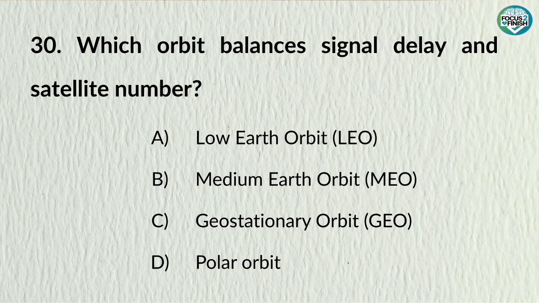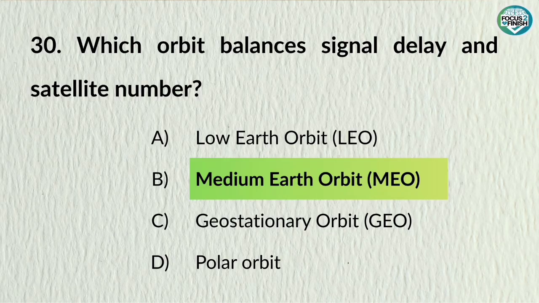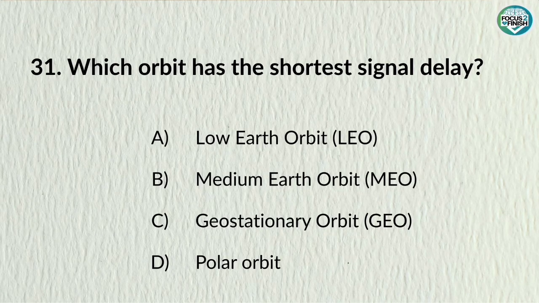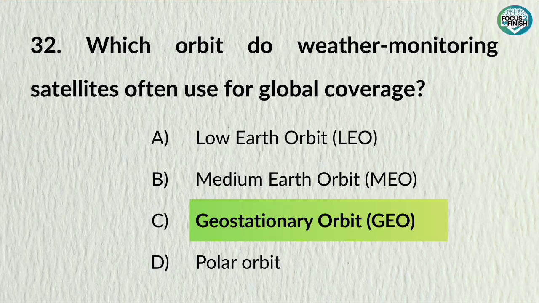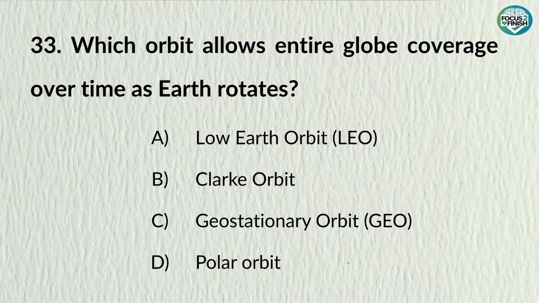30. Which orbit balances signal delay and satellite number? Answer: Medium Earth orbit, MEO. 31. Which orbit has the shortest signal delay? Answer: Low Earth orbit. 32. Which orbit do weather monitoring satellites often use for global coverage? Answer: Geostationary Orbit. 33. Which orbit allows entire globe coverage over time as Earth rotates? Answer: polar orbit.